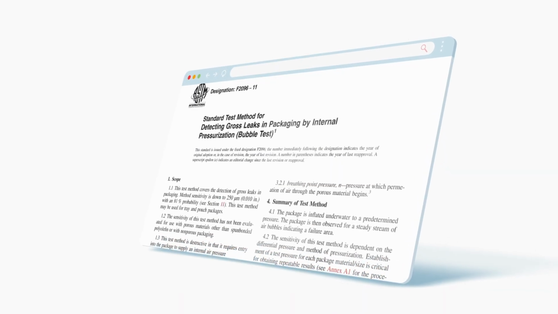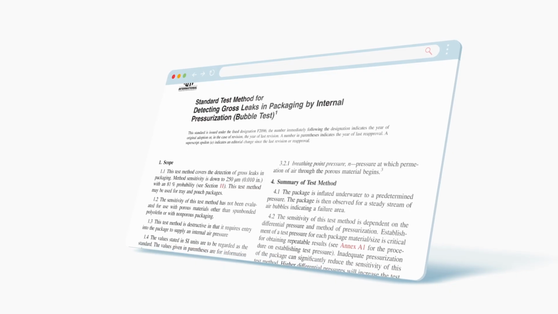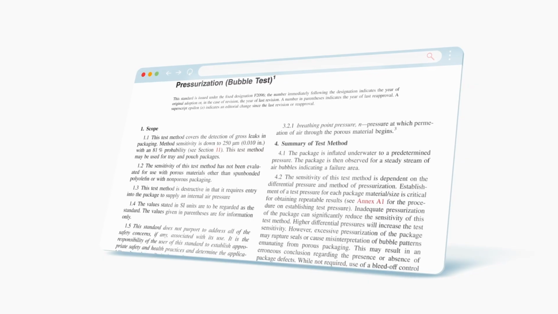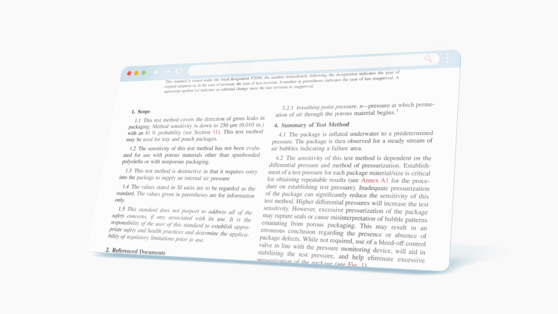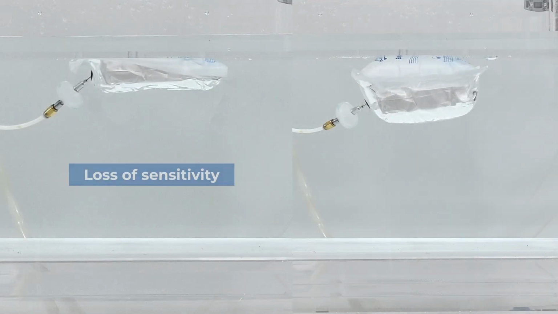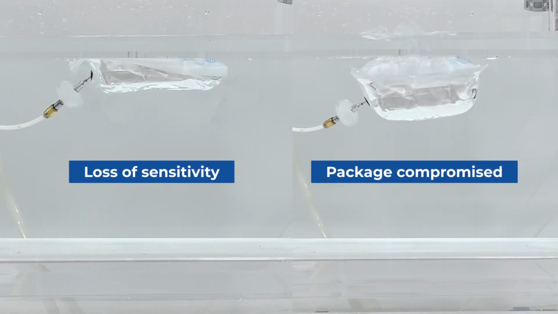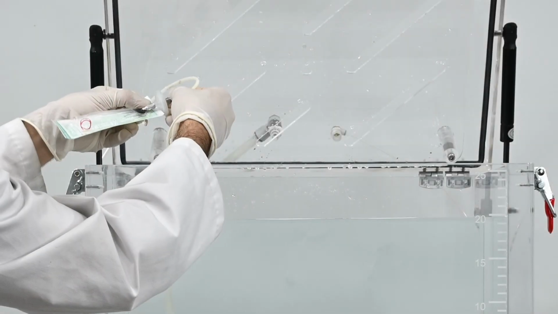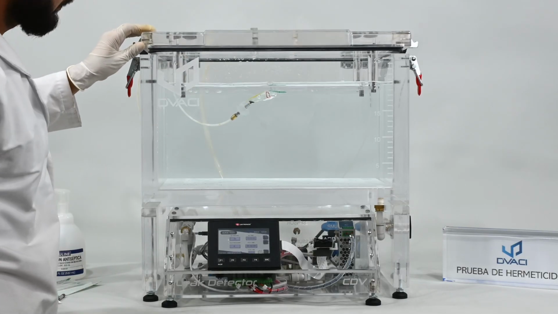ASTM F2096 is the most widely used method to answer that question, although it intentionally leaves two parameters open: test pressure and observation time. If these parameters are selected incorrectly, the test either loses sensitivity or compromises otherwise intact packages. Today, we will show you how to define these parameters in a technical and reproducible way. We will also share a tip that very few laboratories apply, but that can dramatically improve the reliability of your test. Stay until the end.